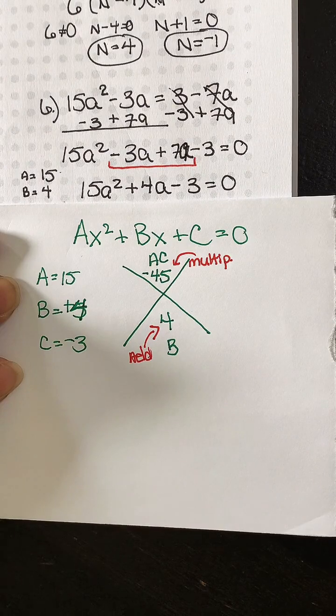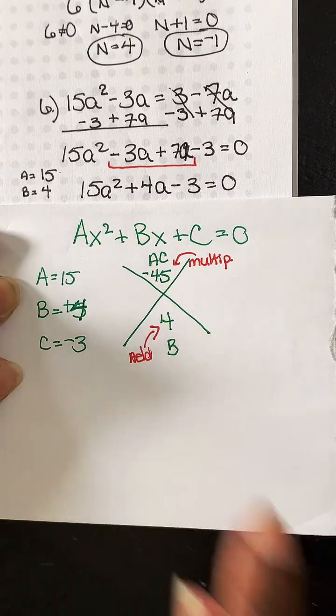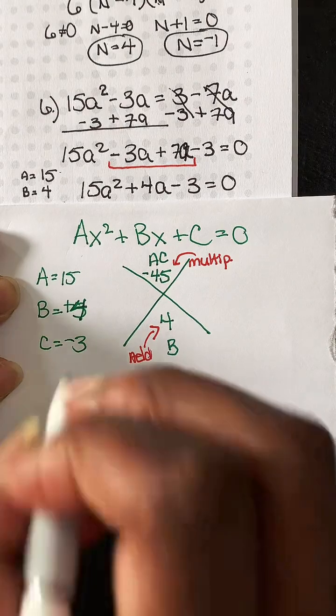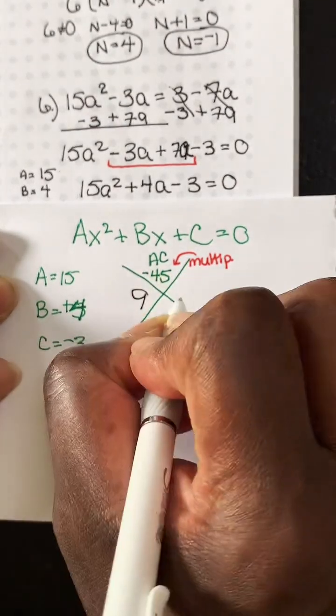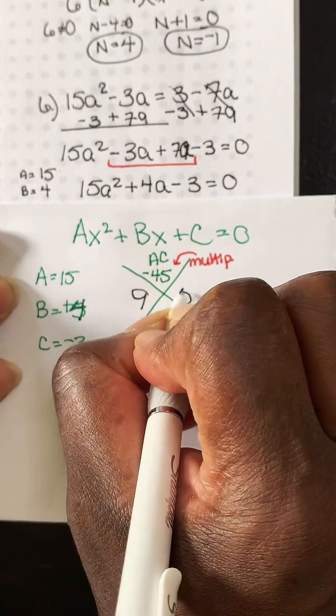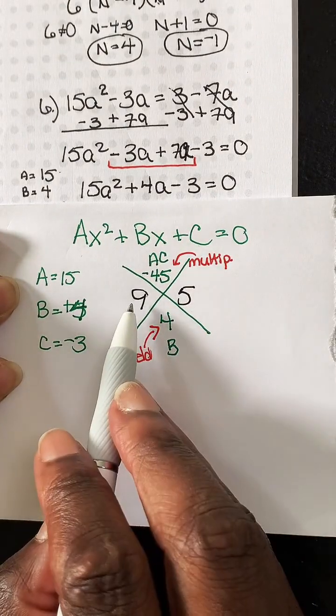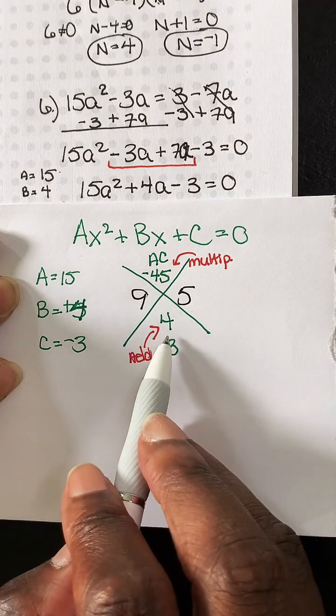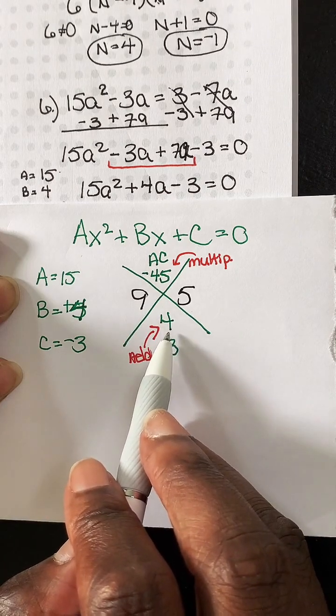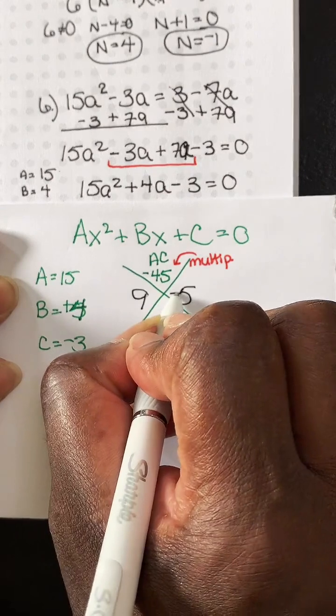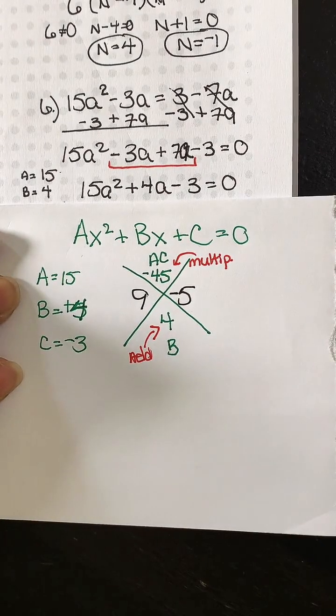So then we have to think. What we get is 9 and 5, but one of them has to be negative. If we make the 9 negative, that means we're looking at a negative 4, but that's not it. So we had to make the 5 negative.